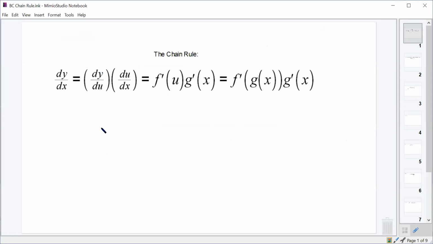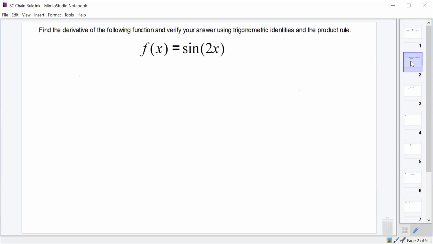Chain rule, right? Hopefully you all remember the chain rule. We use the chain rule when we have a composition of two functions. So dy dx for a composition of two functions is equal to dy du times du dx, or we might write it as f prime of u times g prime of x, or just f prime of g times g prime. All the different notations for the chain rule, but remember that these are when you have a function within another function. So a composite function, a composition of two functions. Something like sine of 2x.